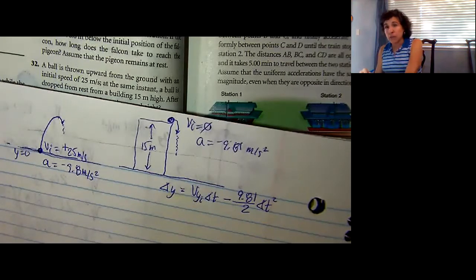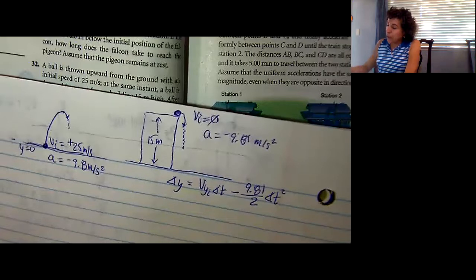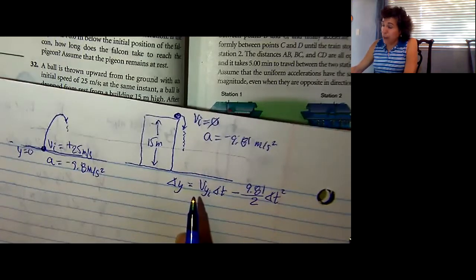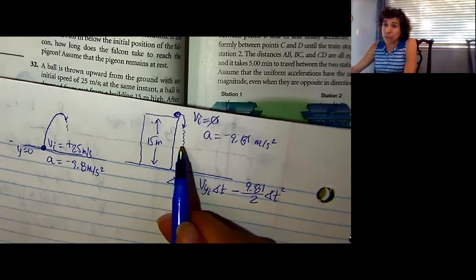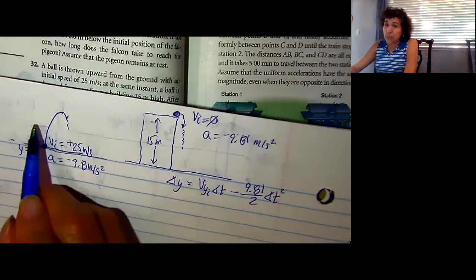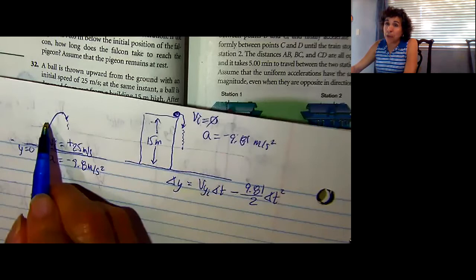Okay, now here's the sort of tricky part. When you're solving for delta y, that is not telling you the distance from the ground to where it is, which is what we need because on this side is what distance from the ground up.